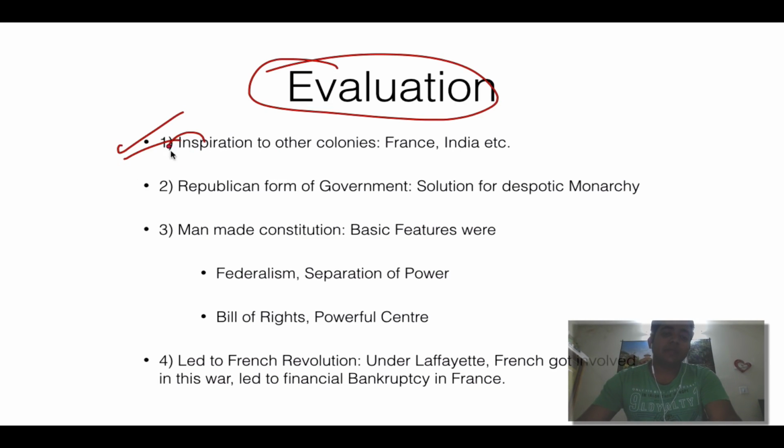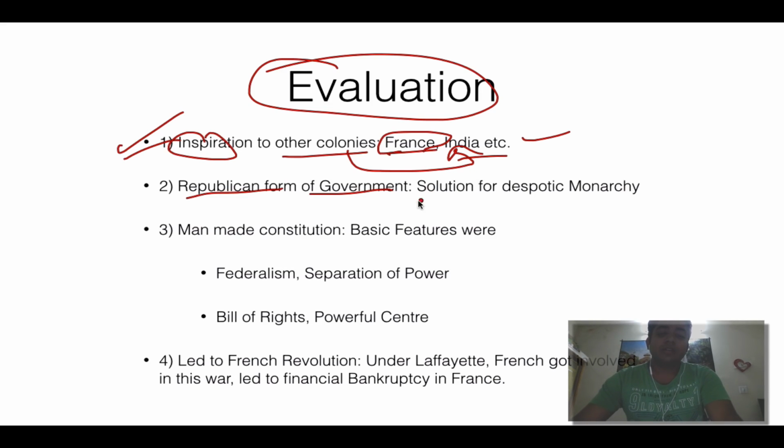So finally, the evaluation. First thing first, it became an inspiration to other colonies like France, India. Colonies here is India. France is like against despotism. Then the republican form of government. Example, a solution for despotic monarchy. There was monarchy prevalent almost everywhere in the world at that time. So it led to the first time republican form. Greeks also had it, but not in the form Americans had.